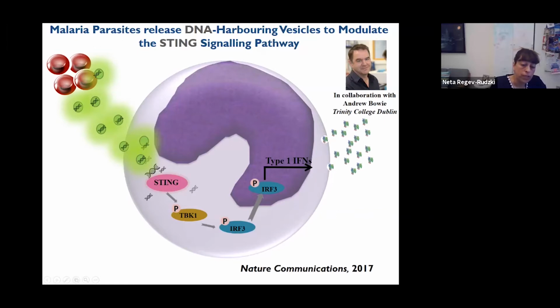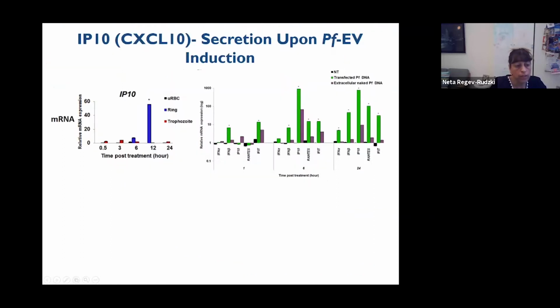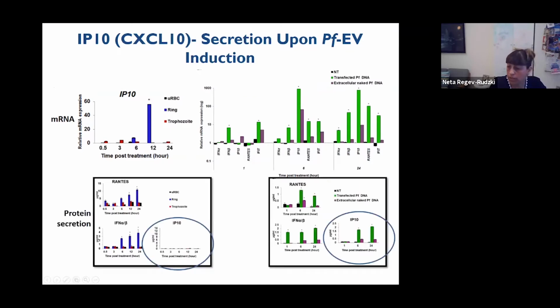Now, when we look at the type 1 interferon response, we measure two parameters, as you normally do. We look at the RNA level of these cytokines and chemokines when we introduce the vesicles, and we look at the protein, the secretion level of these cytokines and chemokines. When we look at the RNA level, everything worked perfectly. We introduced the vesicles to monocytes, and we got high levels of the transcripts of these cytokines and chemokines.